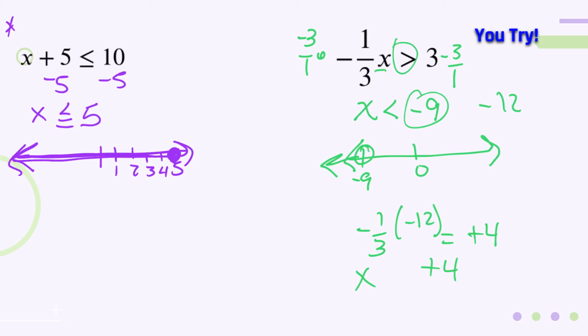But if we forgot to flip the sign and our answer was x is greater than negative 9, when we go to check our answer, we can plug in a number that's greater than negative 9. So a number that's greater than negative 9 is negative 6. If we plug in negative 6, we get negative 1/3 times negative 6 is equal to 2. Is 2 greater than 3? No, it's not. So you have to flip your sign. And to check, you can always pick a number that is less than whatever your answer is or greater than whatever your answer is to make sure that you solved this correctly.